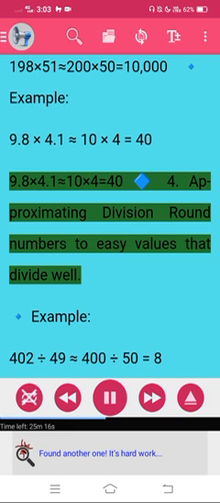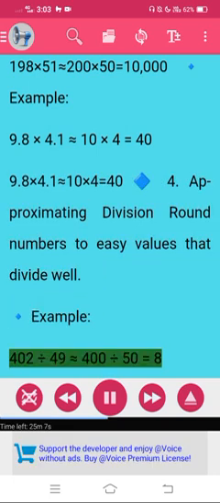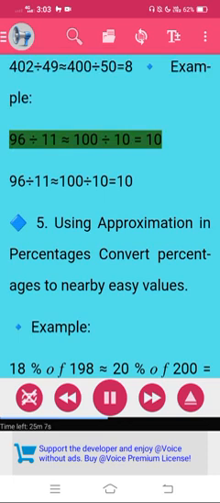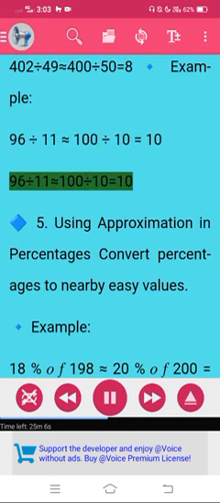Large diamond 4. Approximating division. Round numbers to easy values that divide well. Small diamond example. 402 divided by 49 approximately equals 400 divided by 50 equals 8. Small diamond example. 96 divided by 11 approximately equals 100 divided by 10 equals 10.